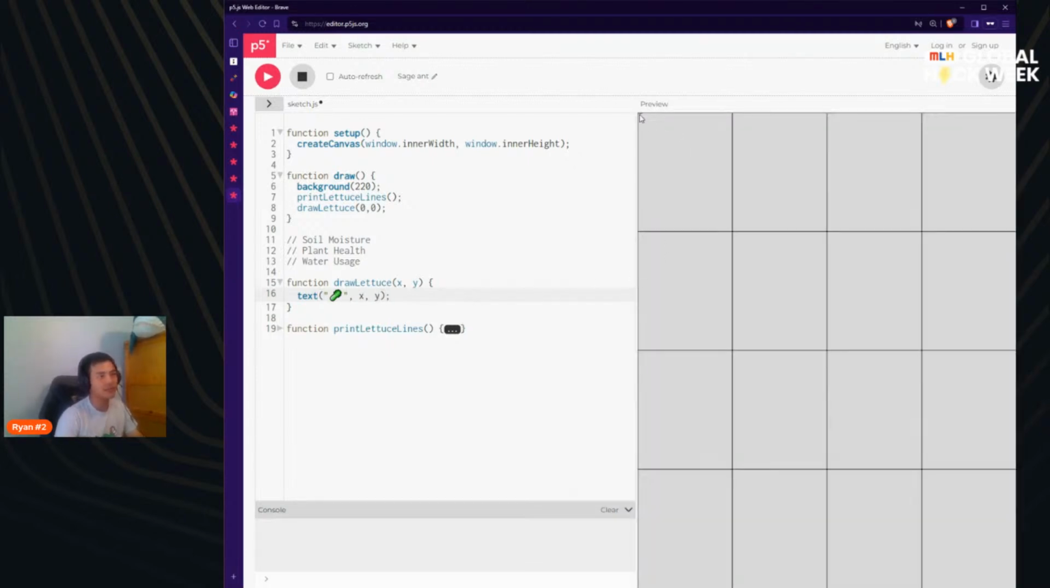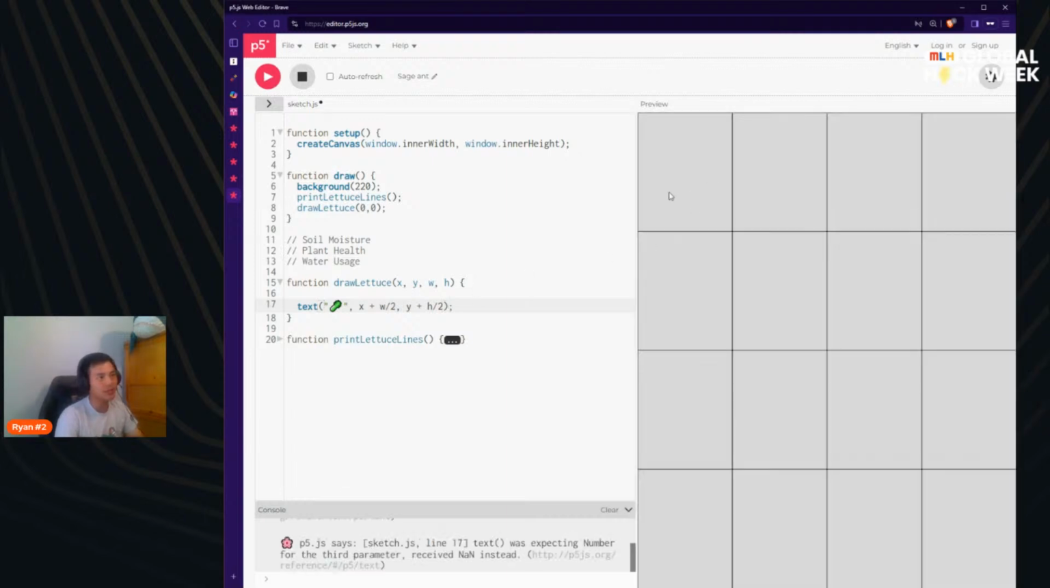Okay, so if we run this, we've got a lettuce that popped off over the top. So let's bring that down a little bit. We actually want this to be halfway between this whole thing, in the middle here. So I'm gonna add in some more parameters. Let's also add in the width and the height of the box that we're working in. So to plot where this thing's going to be, we want this in the middle. This is going to be x plus w/2, and then y plus h/2. That should put it halfway in the middle.